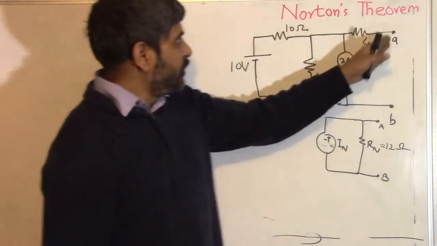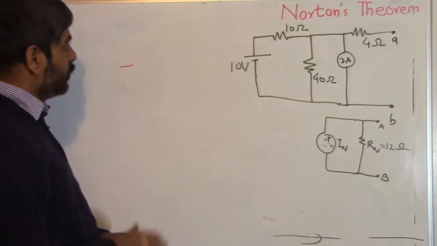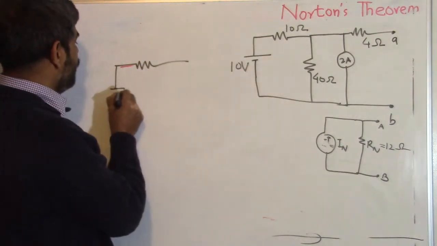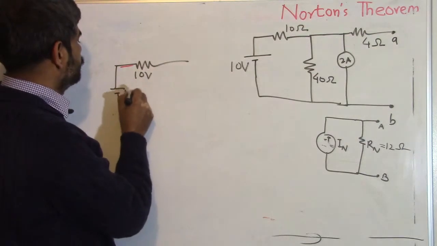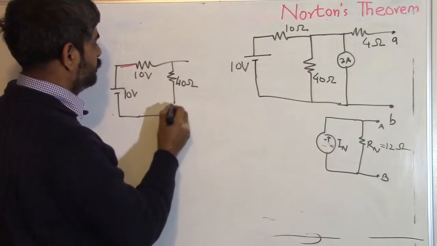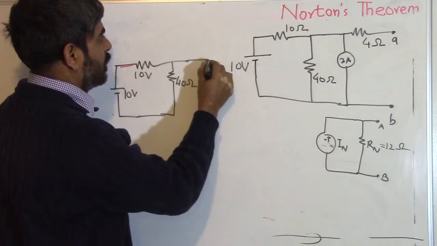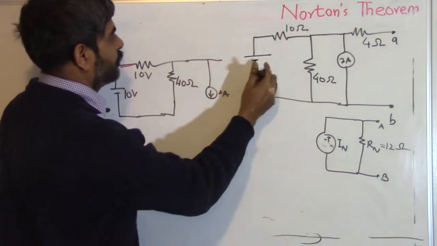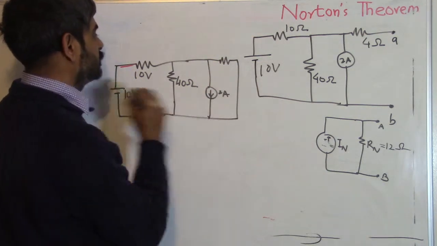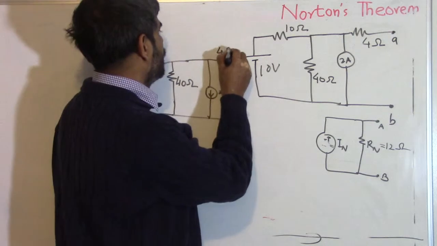For IN, we need to mentally short the points A and B. So we draw this circuit again. This is 10 ohm. This is 10 volt. 40 ohm. This one is 2 ampere. 4 ohm, and then this is shorted. We need to find out the current flowing here through this 4 ohm.